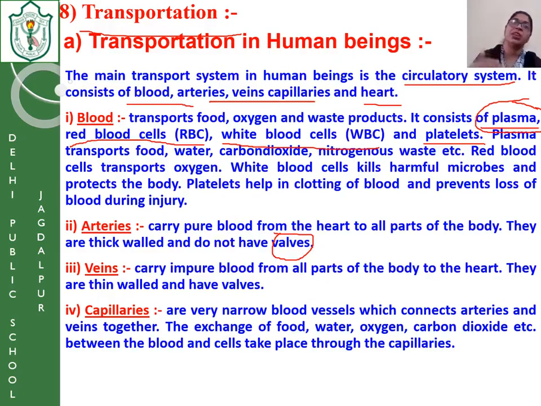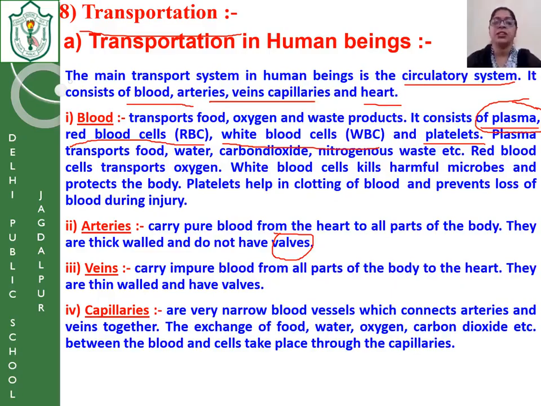Once it is moving in one direction, to avoid the backflow of the blood, there should be a unidirectional flow of the blood. So that is the role of the valves. So remember, arteries carry blood from the heart to the body parts. They are thick walled and they do not have valves.